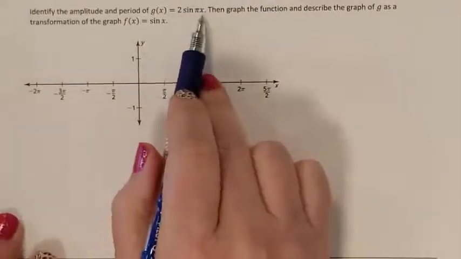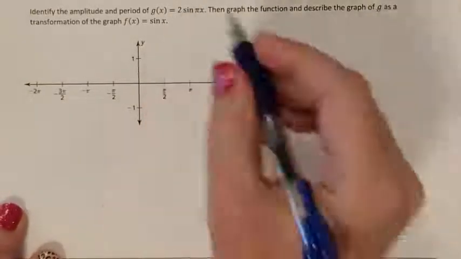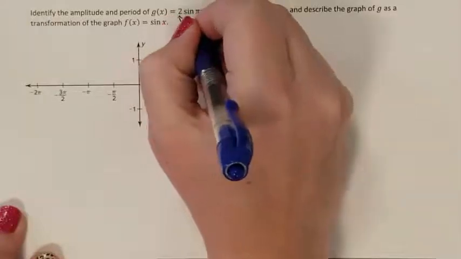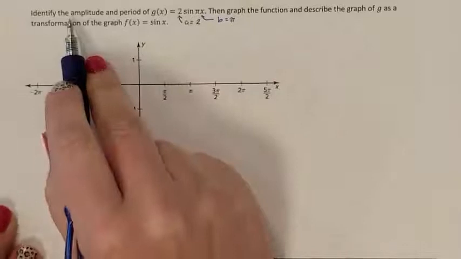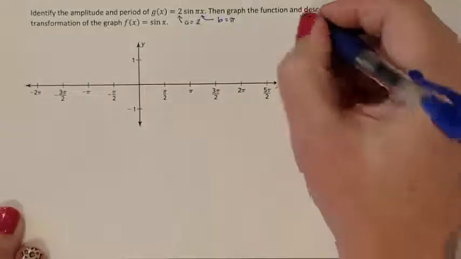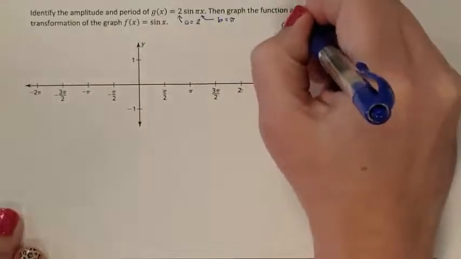So I have a sine that I'm supposed to be able to graph. First, A is 2 and B is pi. I need to find first the amplitude and the period. So let's go ahead and find your amplitude.